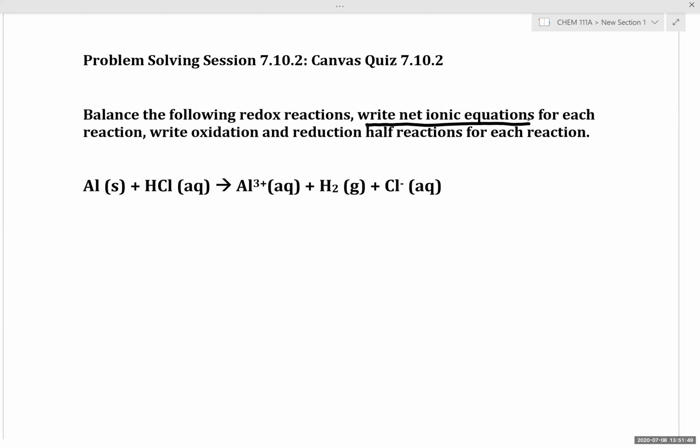If you have any questions while you're balancing these equations, don't be shy to type your questions in the chat or unmute and ask your questions verbally. It does take a fair amount of practice to get comfortable with these redox reactions, but we'll work through it together as a class.